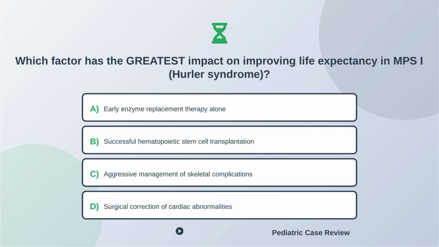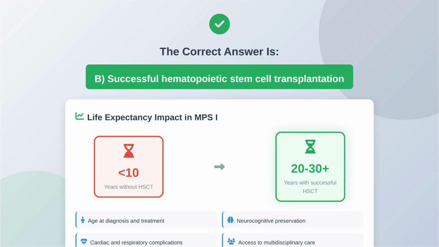Regarding prognosis and life expectancy, which factor has the greatest impact on improving life expectancy in MPS 1 or Hurler syndrome? A. Early enzyme replacement therapy alone, B. Successful hematopoietic stem cell transplantation, C. Aggressive management of skeletal complications, or D. Surgical correction of cardiac abnormalities? The correct answer is B.